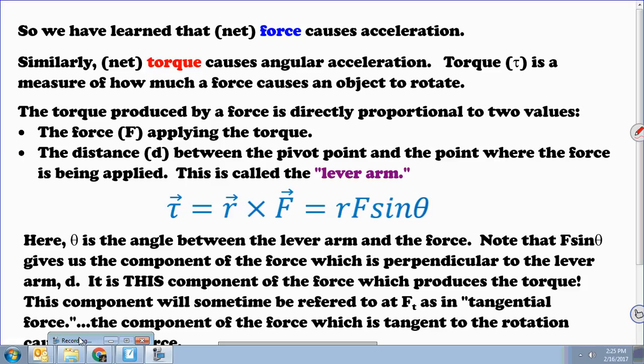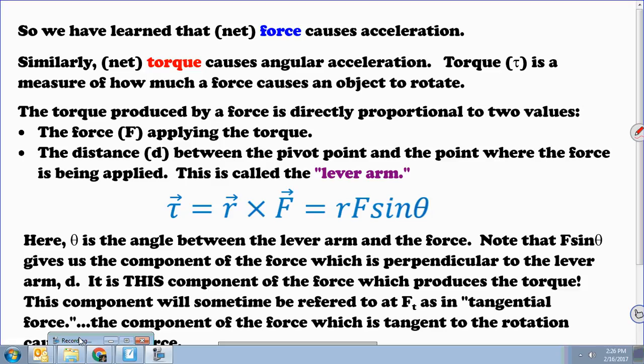Here's the equation for torque. It's the cross product of R, which is the length of what's called your lever arm. In English, it's how far it is from your pivot point to where the force is applied. So it's the cross product of that vector and your force vector. When we did cross products, we learned that you can calculate the magnitude of your cross product by doing the magnitude of your 2 vectors times the sine of the angle between them.